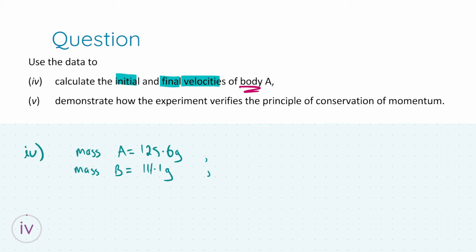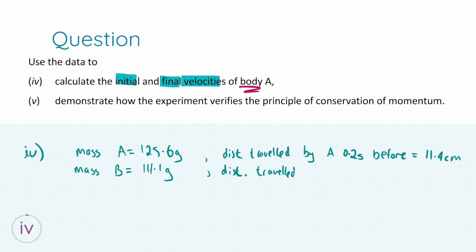This is because it helps me to not get confused going back and forth between the first bit of the question and the last bit of the question where the calculations are. Here I've written down the mass of body A, the mass of body B. We've also written down the distance travelled by A 0.2 seconds before the collision and the distance travelled by both A and B together 0.2 seconds after the collision.